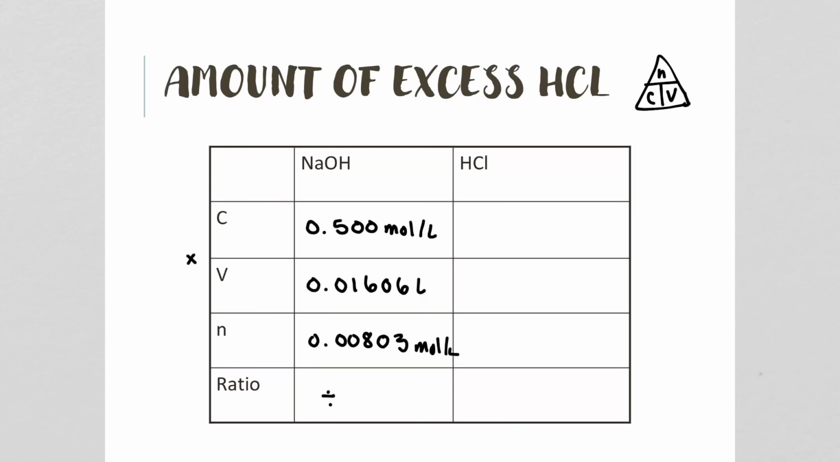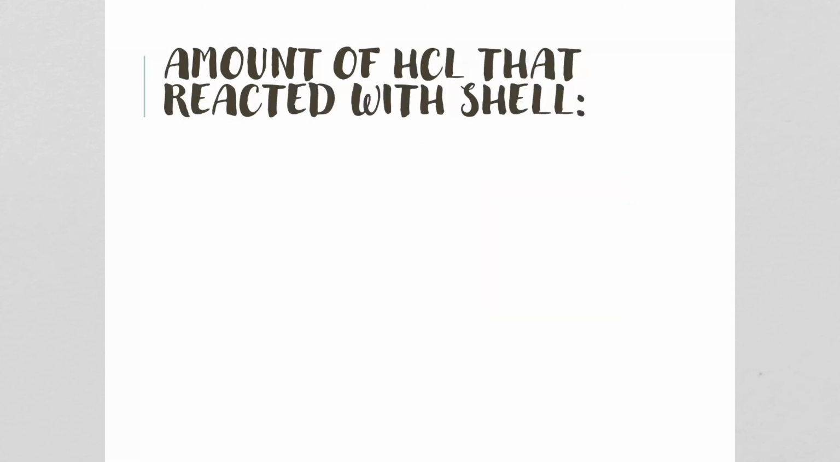And remember, our ratio is 1 to 1. So the moles of hydrochloric acid is also the same, 0.00803 moles. The next thing we have to do is figure out how much hydrochloric acid reacted with the shell, because that will help us figure out how much of the shell reacted. So the first thing we need to know is how many moles we started out with.